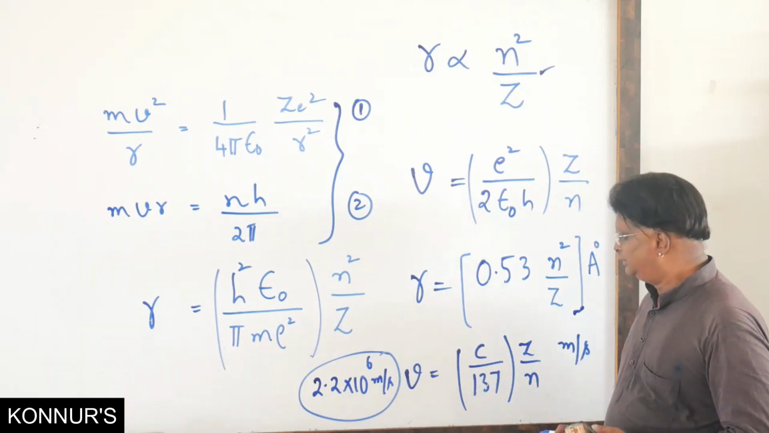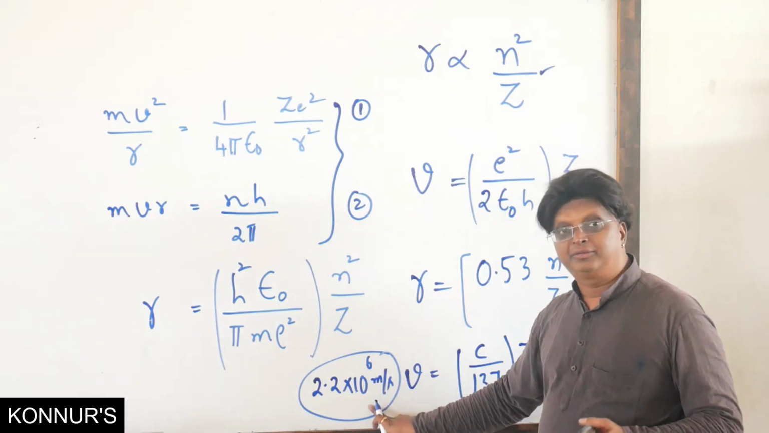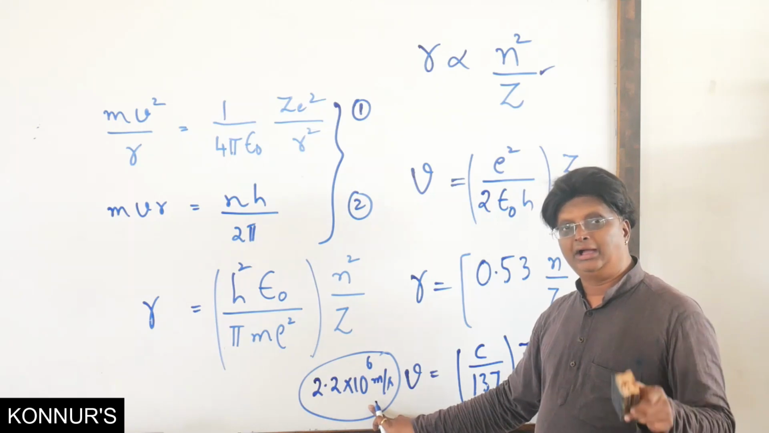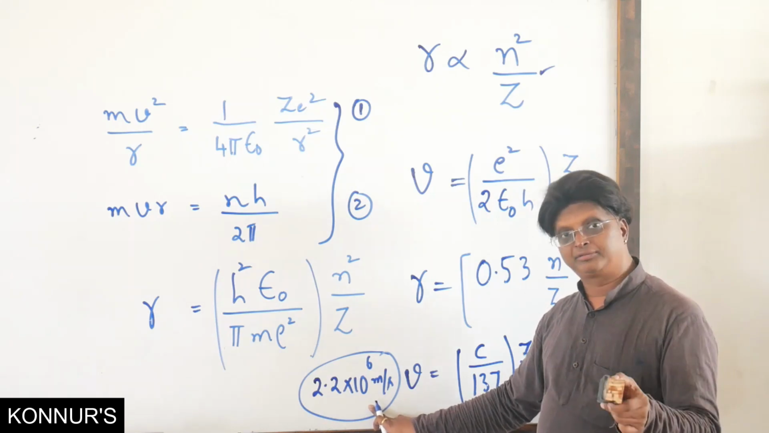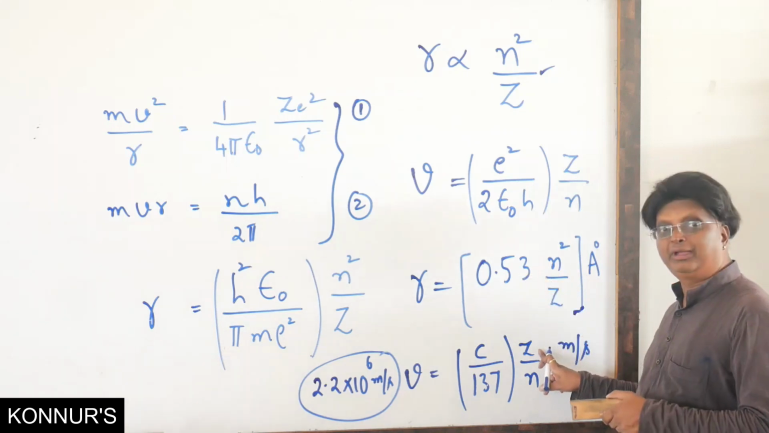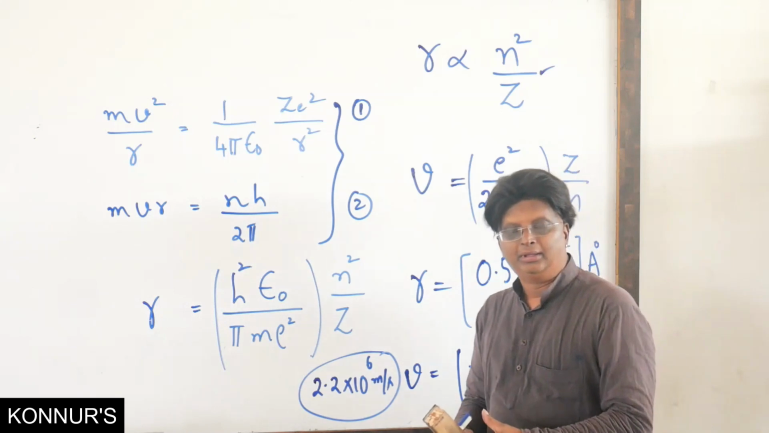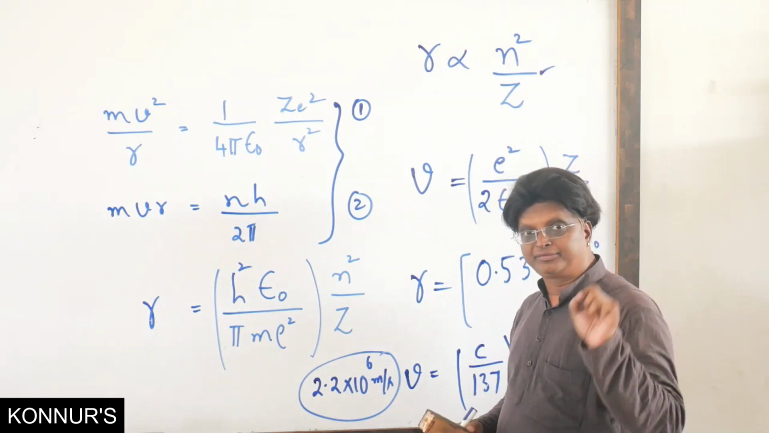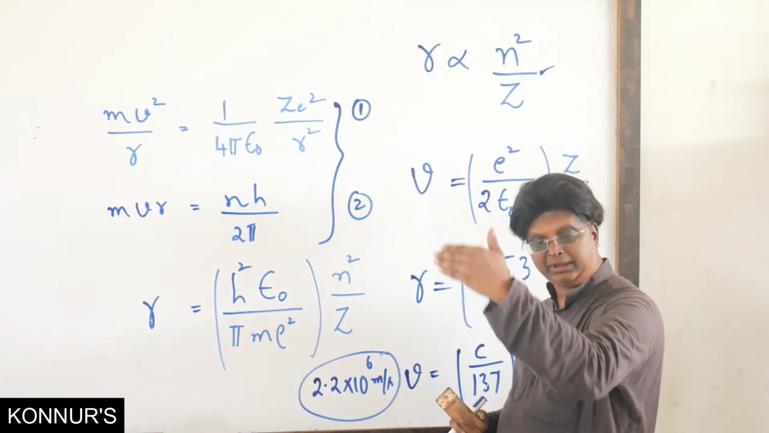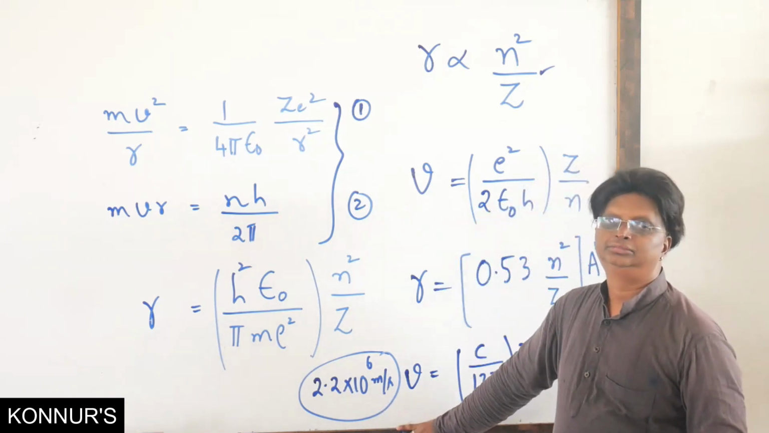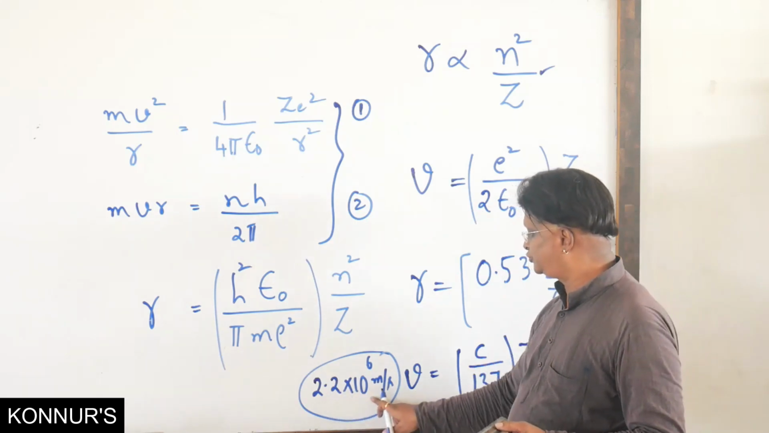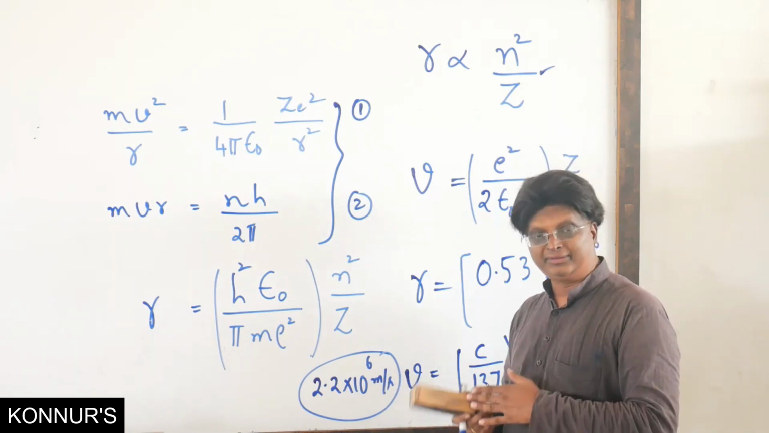Therefore, this is the maximum velocity of the orbital electron in the hydrogen atom, not the Bohr atom, the hydrogen atom. Because if it is helium plus or lithium 2 plus, the Z multiplication factor will come. I am talking particularly about the hydrogen atom. The fastest electron in the hydrogen atom can have this value. There cannot be velocities greater than 2.2 into 10 raised to 6 meters per second.